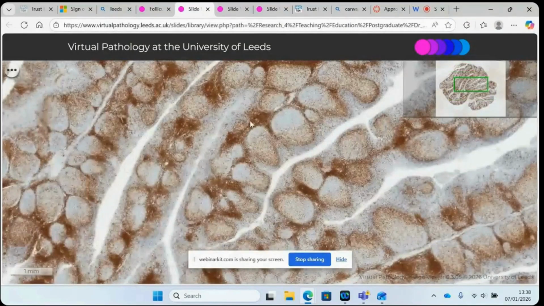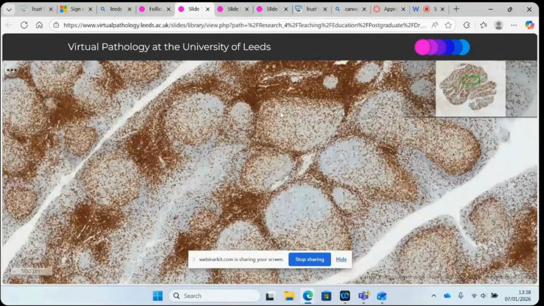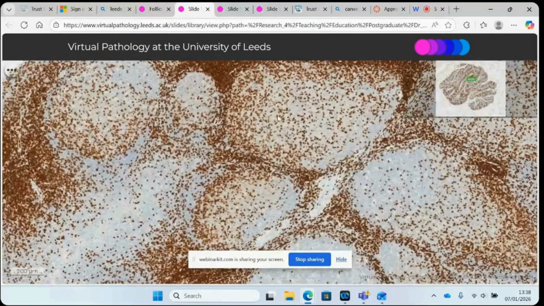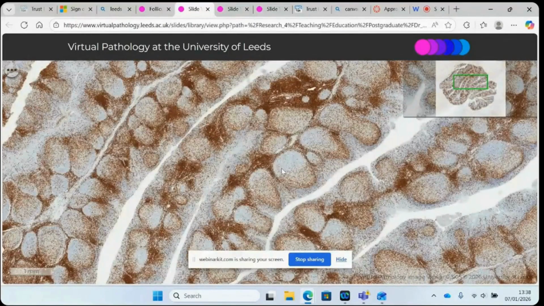CD3 highlights the interfollicular areas, but you've also got follicular T follicular helper cells, and this is where angioimmunoblastic lymphoma derives from, these cells within the follicle. And you can see also that the T cells show nice polarization as well. So in the light area, which is down here, you've got high numbers of the T follicular helper cells and low numbers up in the dark area.